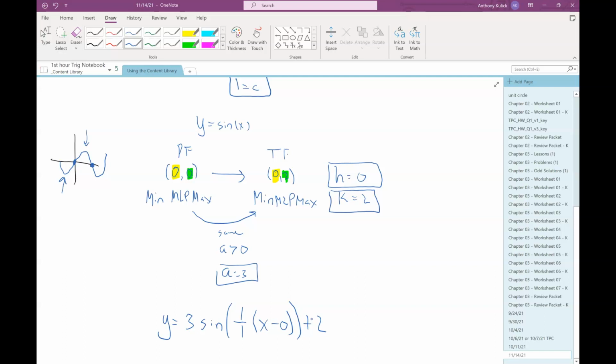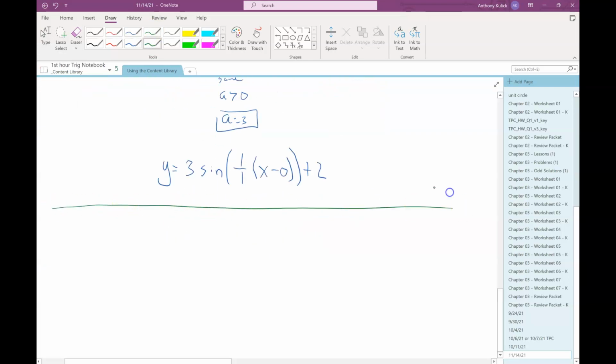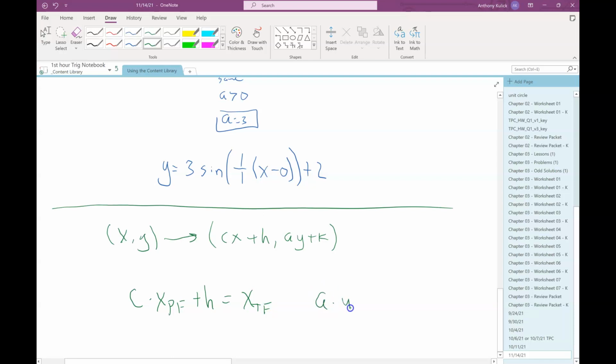Jane, does that feel okay? Yeah, so if the values for x and y weren't 0, then how would you... Yeah, so let's talk about that. So remember when we're graphing, what we're doing is we're taking a point from the parent function and we're transforming it using this map, right? So what we're saying is then that c times the x-coordinate from the parent function plus h is going to give me my x-coordinate in the transformed function. And likewise, a times the y-coordinate from the parent function plus k would give me the y-coordinate from the transformed function.